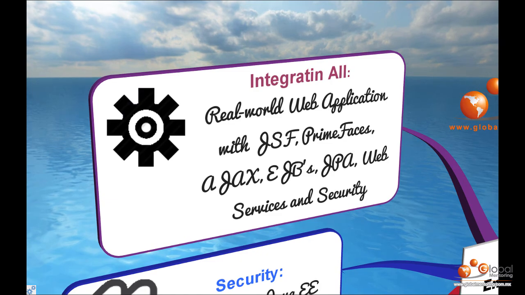Integrating all. Creation of real-world web application with JSF, PrimeFaces, AJAX, EJB, JPA, web services, and security. We'll create an application which will integrate everything seen in the course, from basic topics to more advanced topics. This application will have a 3-layer architecture and will perfectly define the role of each technology in this practical application, which will serve as the basis for your own Java and enterprise applications using technologies such as JSF with PrimeFaces, including AJAX, EJBs and their clients, web services and its customers, and all adding security in our Java EE application.